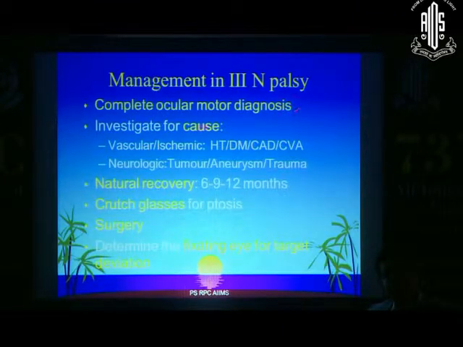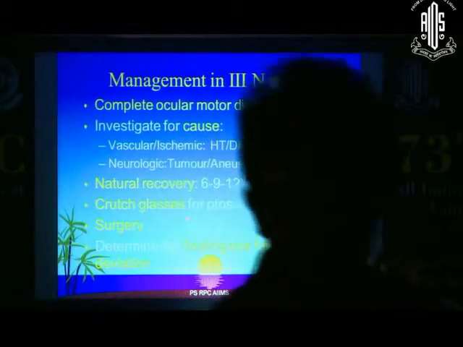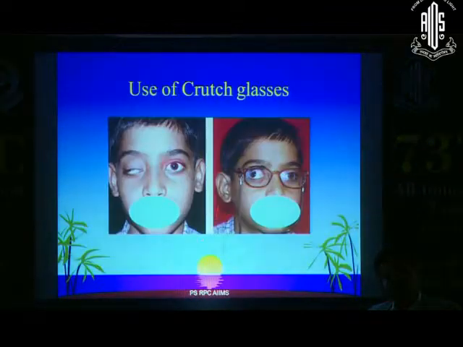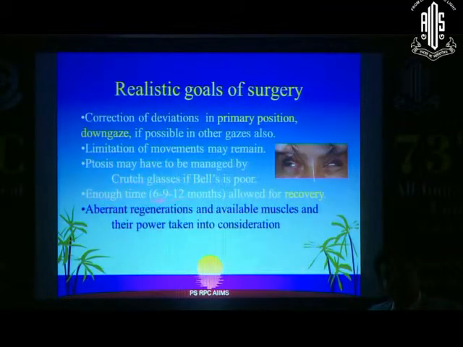So management in third nerve palsy, it's a complete oculomotor diagnosis. It will vary individually, your management. You need to again see for the natural recovery, 6, 9 or 12 months. You require crutch glasses if there is a ptosis because the surgery is not going to be that helpful, and surgery is done. So this is how the crutch glasses are helpful.